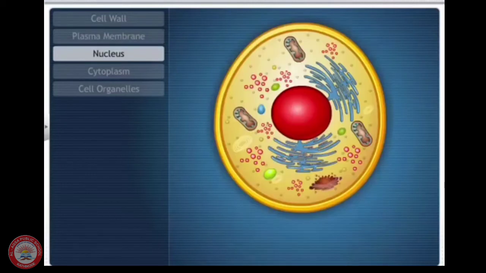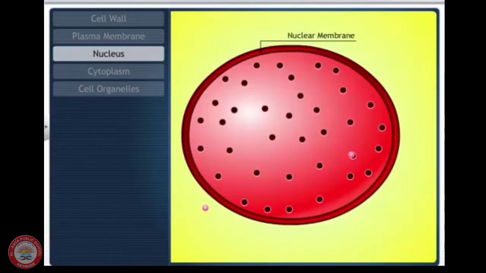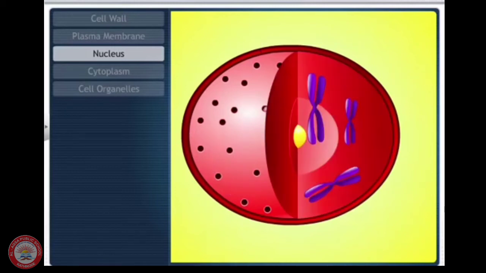Now let us look at the next important structure of a cell, that is the nucleus. Nucleus is the control center of the cell. The nucleus has a double-layered nuclear membrane which has pores to allow the transfer of materials in and outside the nucleus. The nucleus contains chromosomes which are visible as rod-shaped structures only when the cell is about to divide.